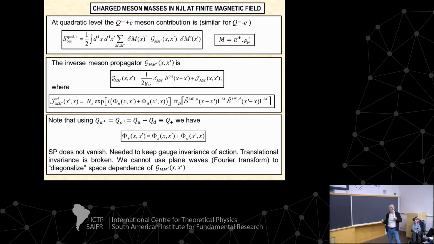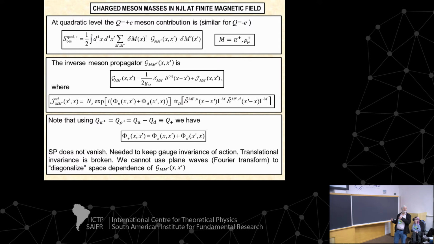So the total phase, using that the sum of the charges has to be the charge of the meson, is like the phase corresponding to the pi plus or rho plus. So this means that this J now is not translational invariant, and it is not gauge invariant. Actually, it's gauge covariant. Okay. So the Schwinger phase doesn't vanish. In fact, you need it to be gauge covariant in order to have this be completely gauge invariant.